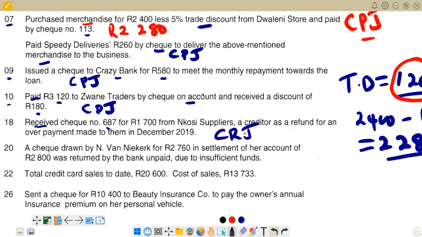And this is a refund from a creditor. Remember, a refund from Host Suppliers, which is a creditor. So we don't have a column for creditors control. So we are going to put it in the sundry account, since we don't have a column for that one. So we can go and enter those figures there. That is on 18, which is our date.